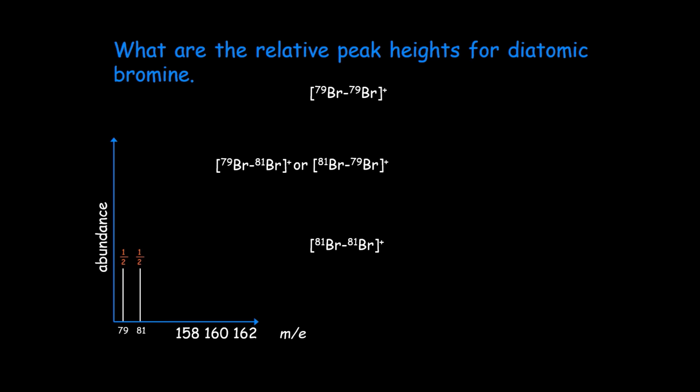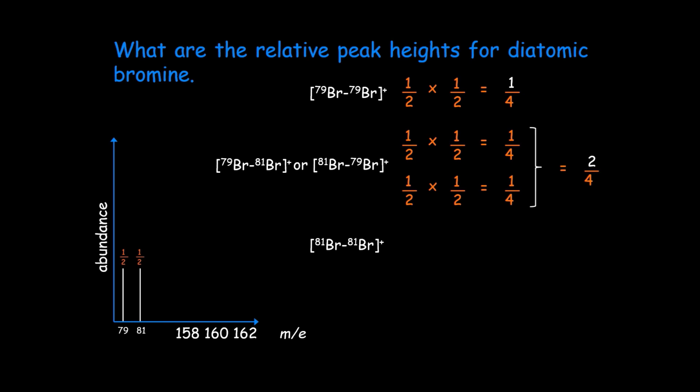Well, we see that the two isotopes, 79 and 81, are 50-50, or half to half. So therefore, the 79-79 diatomic bromine is going to be a half times a half equals 1/4. For the 79-81, it's going to be a half times a half equals 1/4. And for the 81-79, it's a half times a half, 1/4. So 1/4 and 1/4 is 2/4. And for the 81-81, it's a half times a half, 1/4. So the ratio is going to be 1 to 2 to 1.